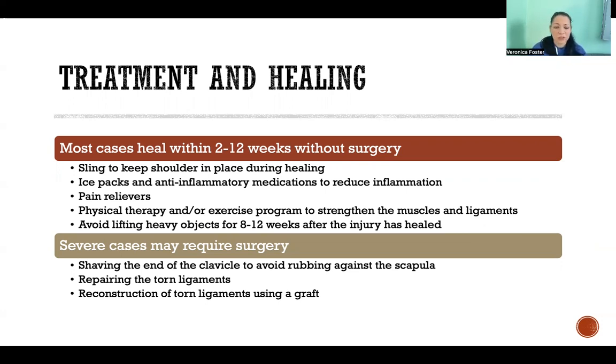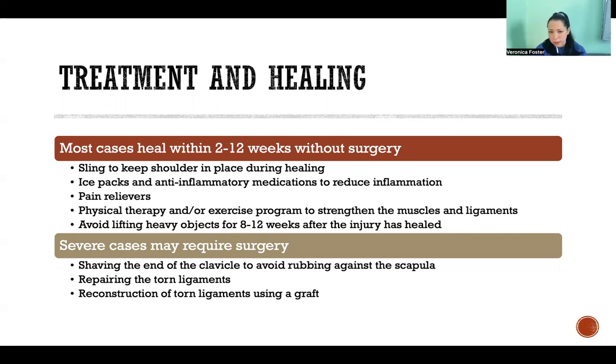And then as it's continuing to heal, at some point, it will be appropriate to start physical therapy or to start doing certain exercises to strengthen the muscles and ligaments to further improve the healing. You're also going to need to avoid lifting heavy objects for quite a while, even after it is finished healing, because it will still be vulnerable for some time after it is technically healed. So you'll need to take it easy with that for a while so that you don't cause a re-injury of the same joint. More severe cases might require surgery.